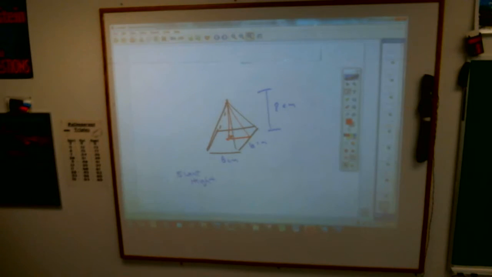Anybody? Again, Pythagorean theorem. By the way, this one does not work out evenly, so you will probably get some sort of square root thing. So we've got answers. I like it when people have answers.